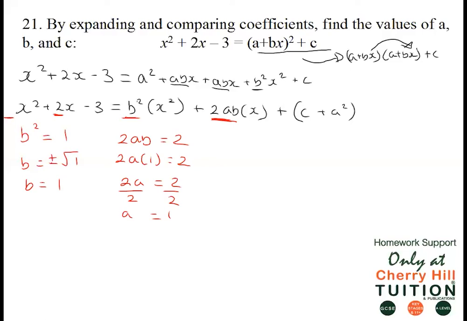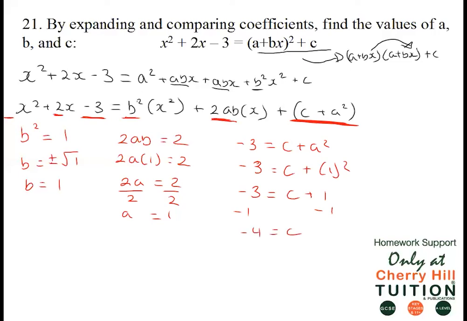Now let's move on to the last section here. So c plus a squared must be equal to minus 3. So we know what a is, so we can substitute this in. So minus 3 is equal to c plus 1. We can minus 1 on both sides, leaving us with minus 4 is equal to c. We have now solved for this, and we have our values of a, b, and c. So a is 1, b is 1, and c is minus 4.